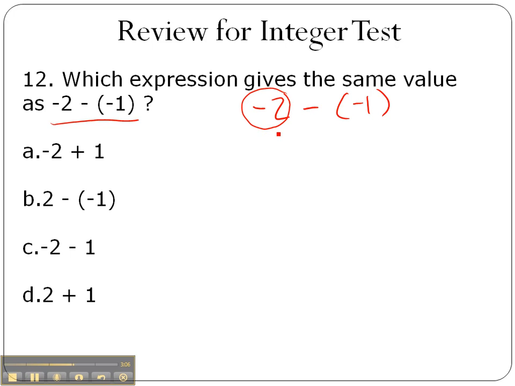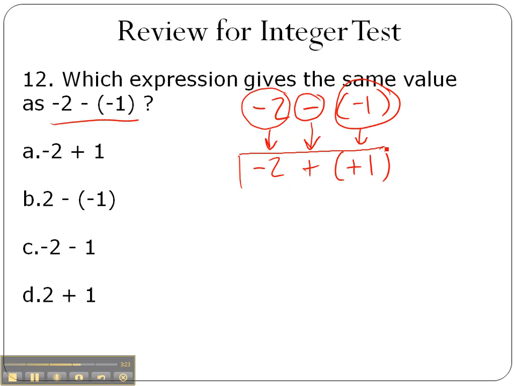-2 is the first integer, that's the boss. Just rewrite the boss, don't mess with the boss, keep it the same. Here's our first change. Subtraction becomes addition. And our second change, our second integer changes to its opposite, so we change the sign. -1 changes to +1. So I'm looking on the left now for an equation that looks like this. Let's look at answer choice A. -2 plus +1. Well, there's my answer right there.